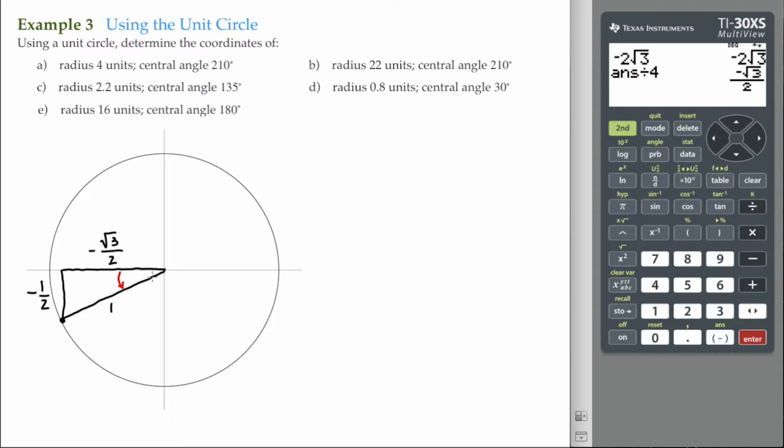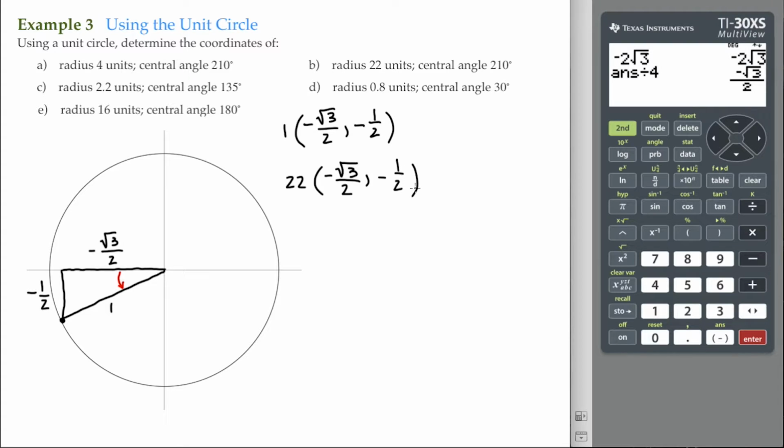But that's if the unit measure is 1. So I go ahead and do 1. Negative root 3 over 2, that's our x coordinate, along our x-axis, and negative 1/2, that's our y-coordinate, along our y-axis. But we have a radius of 22, so I just go ahead and put in 22. Negative root 3 over 2 and negative 1/2.